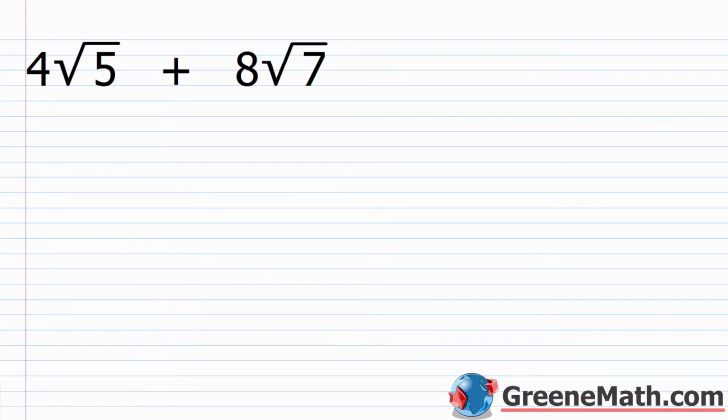So let's say we see something like 4 times the square root of 5 plus 8 times the square root of 7. Can I do the same technique to simplify here? No, I cannot. I have a square root in each case, so the index is the same. But my radicand here is a 5, and my radicand here is a 7. So these are not like radicals.